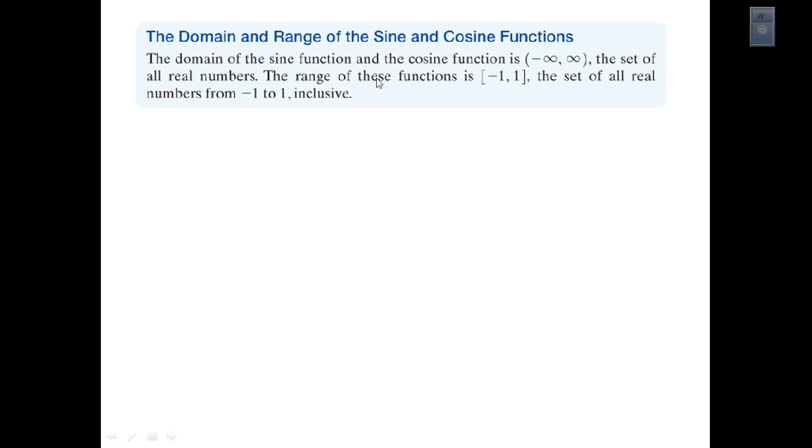So the domain of the sine function and the cosine function is negative infinity to positive infinity. In other words, all real numbers. And the range of these functions is negative 1 to positive 1, and we put brackets around it because we actually include those values of negative 1 and positive 1. This is interval notation. So remember, the brackets mean we include those values, the parentheses means we don't. And that's actually what this means here if you read the rest of this. The set of all real numbers from negative 1 to 1 inclusive. The inclusive part means we include negative 1 and positive 1.